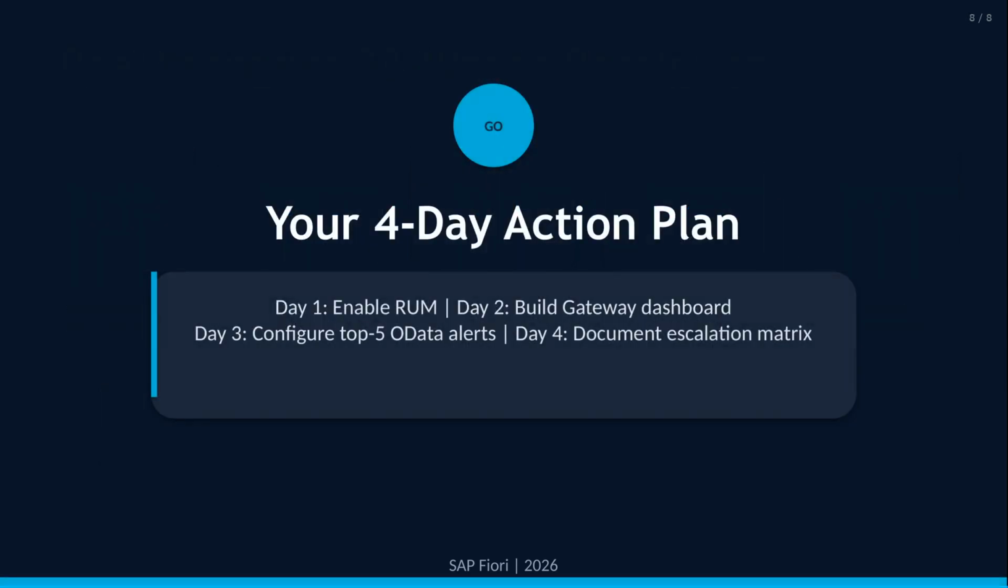Here is your action plan for this week. Day 1. Enable real user monitoring in FRUN for your production Fiori gateway. Day 2. Build a gateway performance dashboard with the 4 key metrics we covered. Day 3. Create alerting rules for your top 5 business-critical OData services. Day 4. Document your 4-level escalation matrix and share it with the operations team.